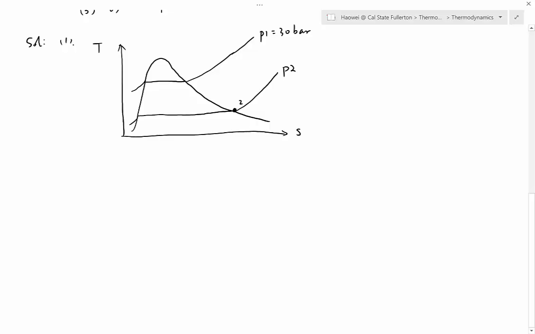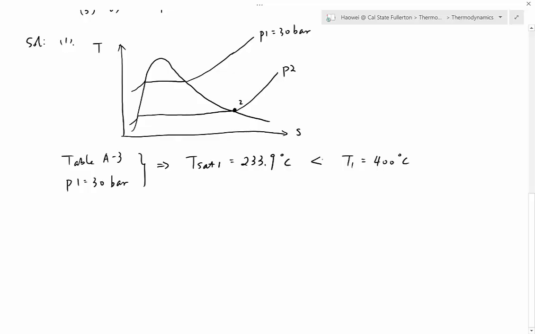If we start from pressure, that will be table A3. If you start from temperature, that should be table A2. And if you look for superheated water vapor, that's table A4. We start from P1, which is 30 bar. And you go to the table, you can find the corresponding saturated temperature. T sat 1 is equal to 233.9 Celsius. And then my actual temperature T1 is 400 Celsius. So obviously my actual temperature is even higher than saturated temperature. That means point 1 must be superheated.